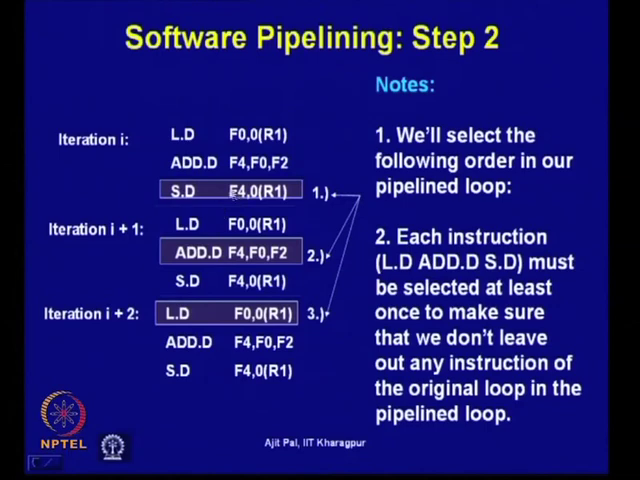In this particular case, for example, you are taking the third instruction from iteration I, the second instruction from iteration I plus 1, and the first instruction from iteration I plus 2. So, you are taking all three instructions from three different iterations in your loop body of the software pipeline. In one iteration these three will be executed, and in the next iteration another instruction from iteration I, another instruction from iteration I plus 1, and another instruction from iteration I plus 2 will be executed. So, this is how it will be done. This is a very simple program having only three instructions in the loop body. If you have more instructions in the loop body, you have to be very careful to pick up instructions and put them in your software pipeline.